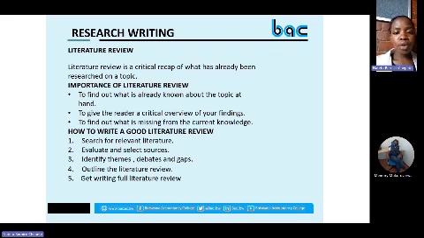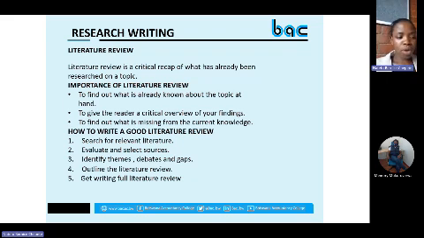How to write a good literature review? You search for relevant literature, you evaluate and select sources, you identify themes, debates, and gaps. You outline the literature review, and you get into the writing, which is the introduction, description, and then conclusion.